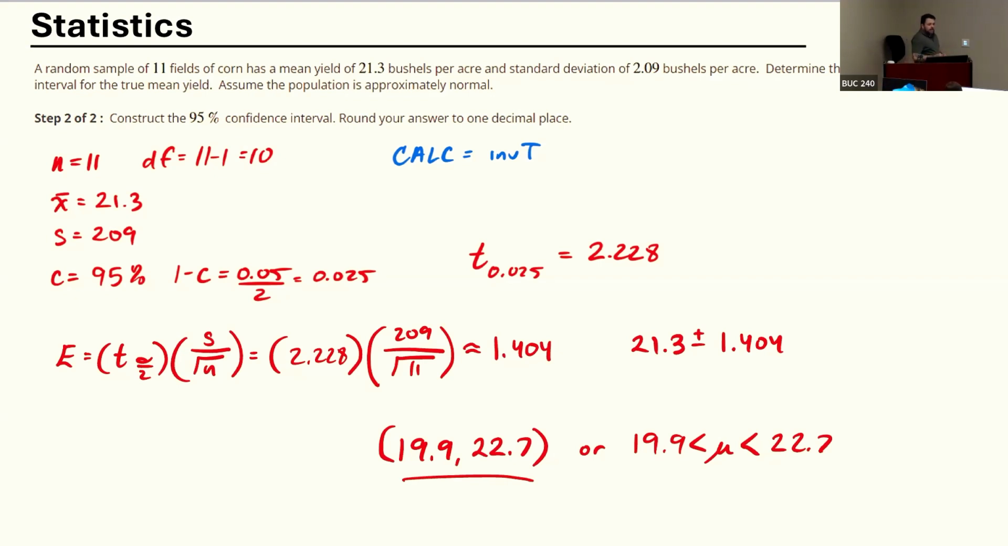And then you'll see that you automatically get almost roughly the same thing I got if you rounded it. If you look at the very top number on there, you should have got 19.896 and 22.704. Did you get that for your interval? Yeah. So it'll do the T-score for you.